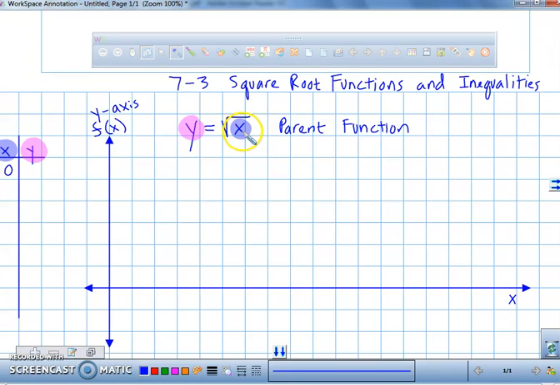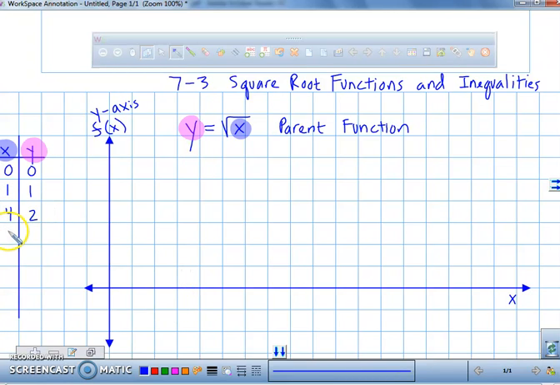And what is the square root of 0? 0. We're going to plug in a 1 for x. What's the square root of 1? 1. Then I'm going to jump all the way up to a 4. What is the square root of 4? 2. Yeah, the square root of 4 is 2.